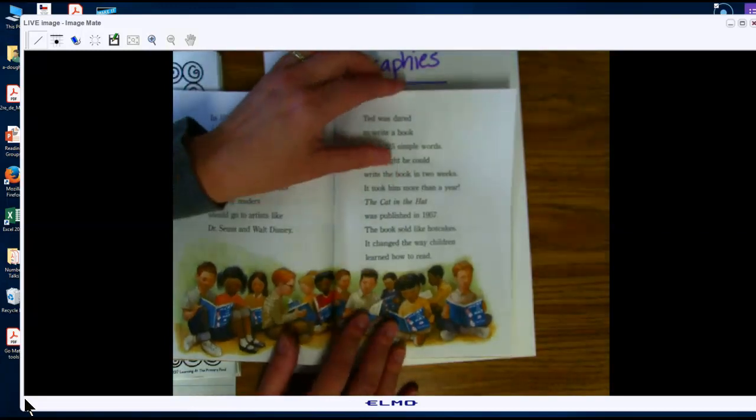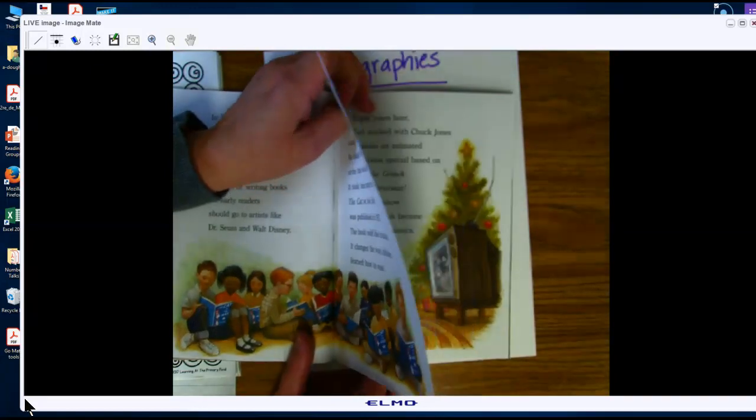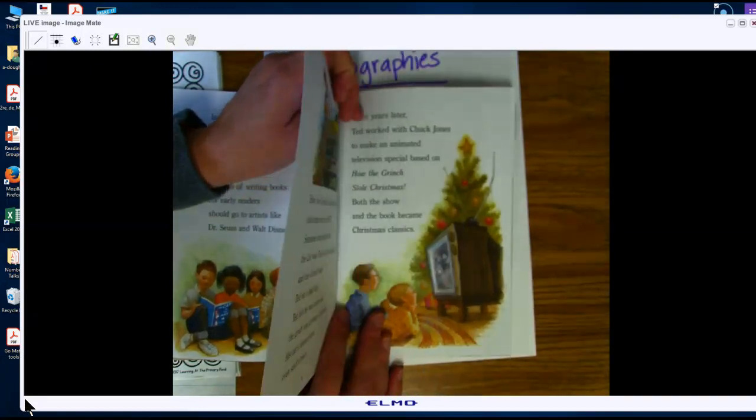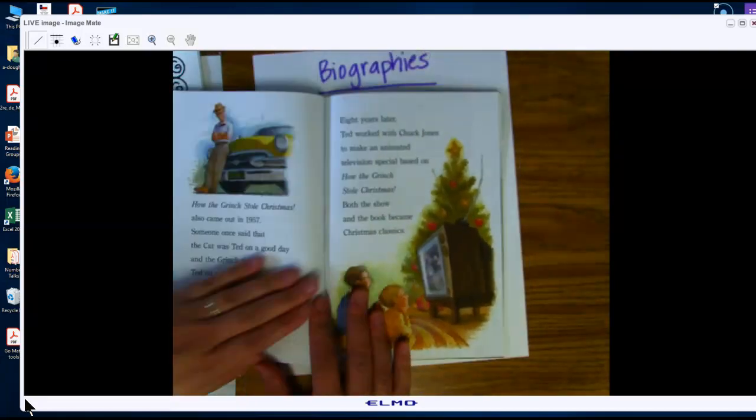So what was so important about The Cat in the Hat? It had lots of simple words, but a lot of them did what? Rhyme. That's right. They rhymed. We'll talk about that more next week too.